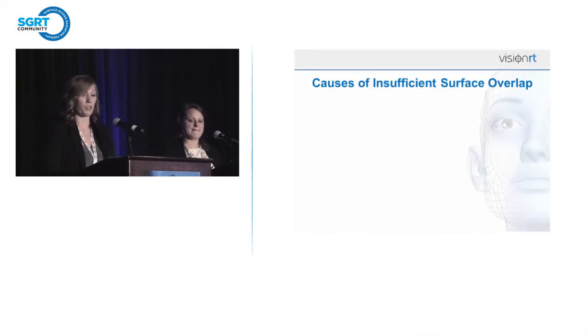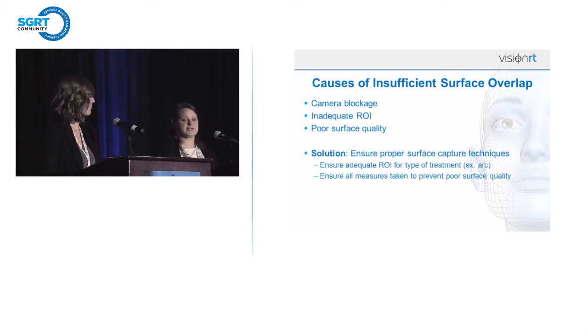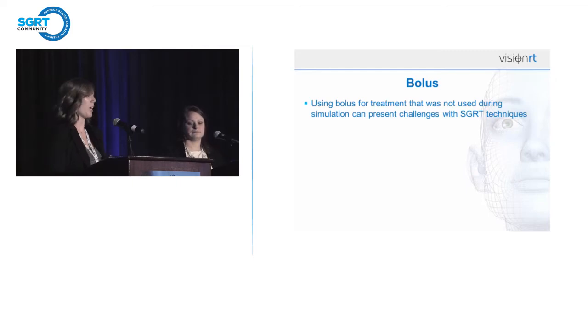So some causes of insufficient surface overlap, again, are camera blockage, inadequate regions of interest, and poor surface quality. And obviously our solutions, just like we've been talking about, are to ensure you have proper surface capture techniques and a good ROI, especially for your VMAT plans and your table rotations, and that you've taken all measures to prevent poor quality surface.